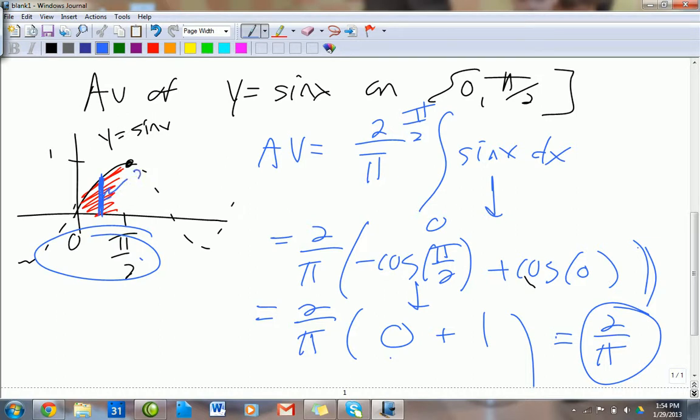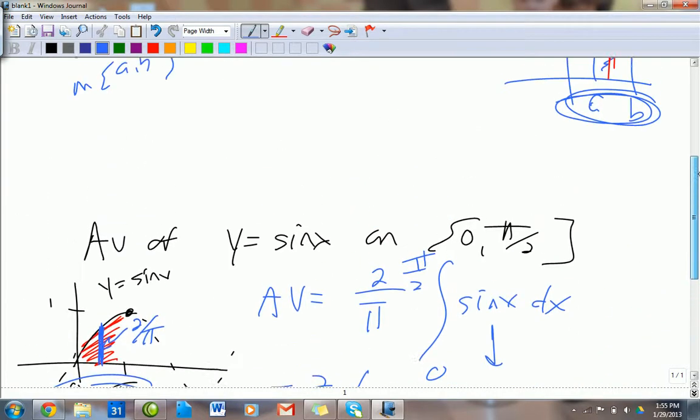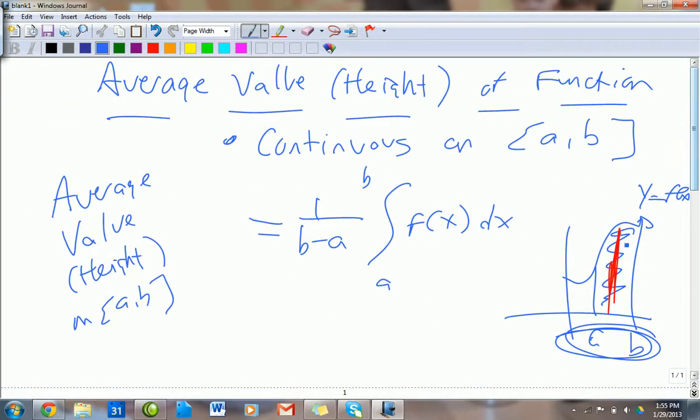Okay, so what that tells me is that the sine function's average value from 0 to pi over 2 is 2 over pi. How about that? Interesting. I bet you've always been wondering that. Now you got an answer. So in very simple terms, the average height, average value of a nice function on a closed interval, you take the area, the definite integral, and divide it by the length of the interval. Okay? Area divided by length gives you average height.